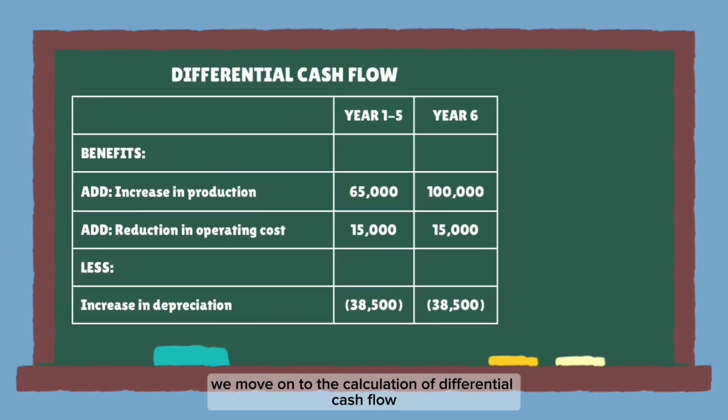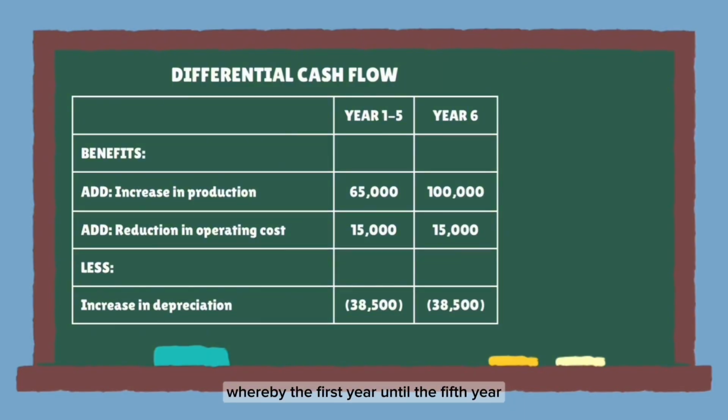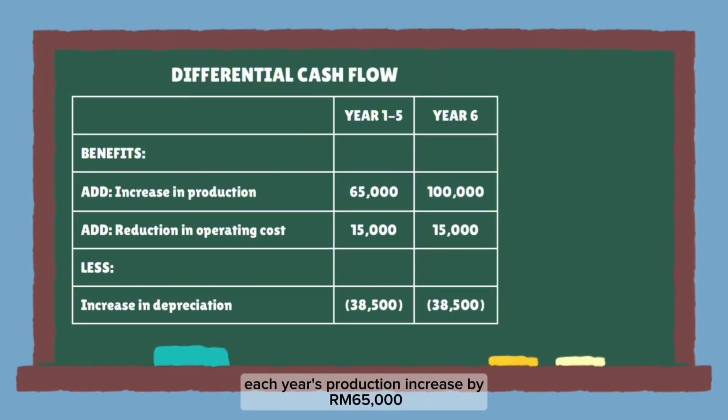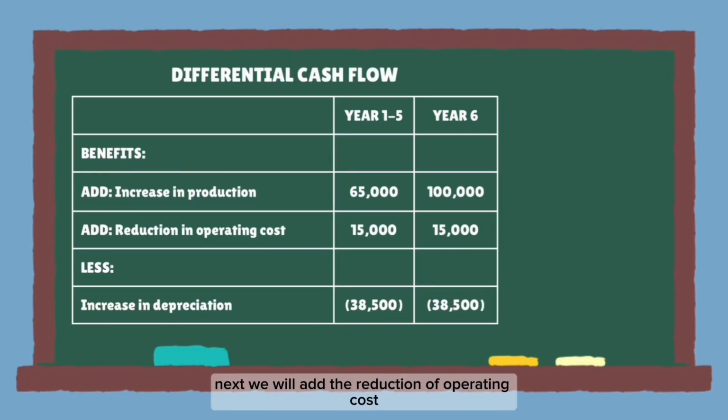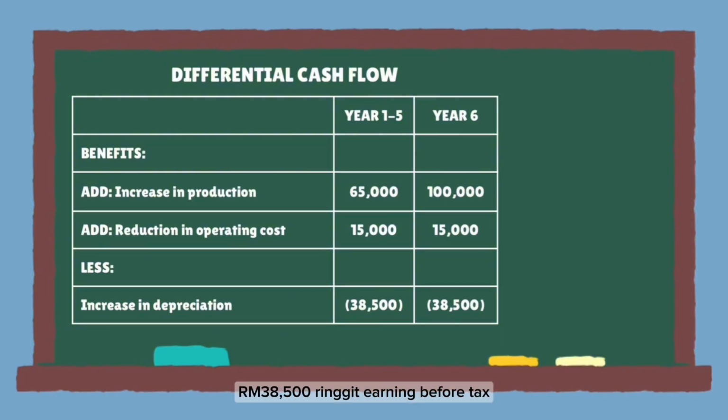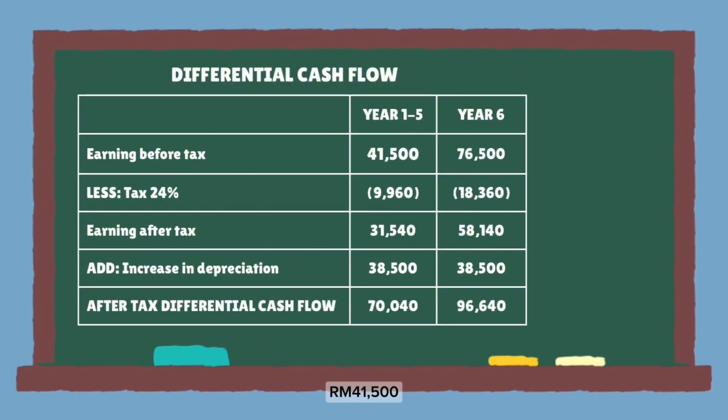We move on to the calculation of differential cash flow. Herbalic Stadium Berhad has 2 periods, whereby the first is year 1 until year 5, and the second is the 6th year. Each year's production increased by 65,000 ringgit from the 1st until the 5th year and 100,000 ringgit in the 6th year. Next, we add the reduction of operating costs, 15,000 ringgit each period. Next, we deduct the amount of increase in depreciation, 38,500 ringgit, giving earnings before tax of 41,500 ringgit for the first year until the 5th year, and 76,500 ringgit in the 6th year.